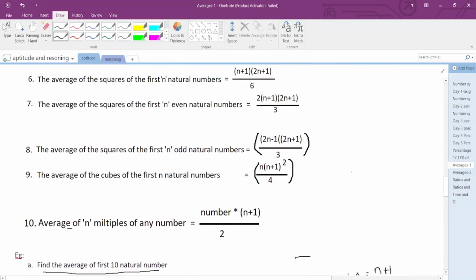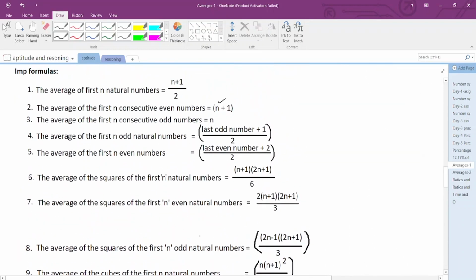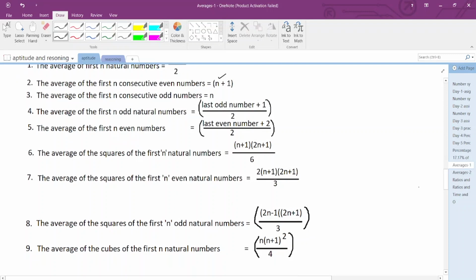Hope it's clear, right? So in this way you can solve this question. The same way, for the average of first n even numbers, what is the formula? Last even number plus 2 by 2. The difference is that for odd we add 1, for even we add 2, and we have to consider the last odd number in case of odd natural numbers. In the even case, you have to consider the last even number.